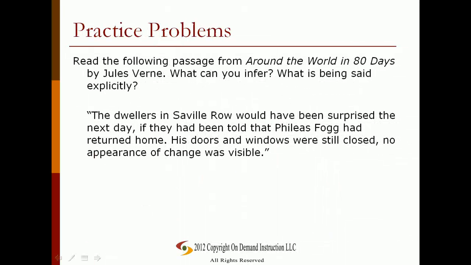Let's do an activity to further enhance your skills. Follow the directions to find explicit and inferred meanings. Read the following passage from Around the World in 80 Days by Jules Verne. What can you infer? What is being said explicitly? Pause the video if necessary.